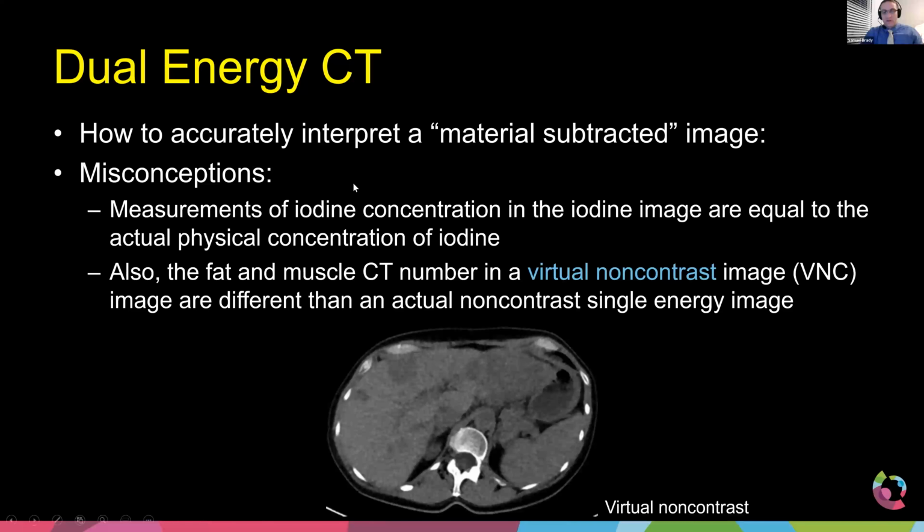Apparently you get rid of the contrast, so it's a virtual non-contrast image. But you're also taking some of the information away. So if you put an ROI on any one of the tissues and look at the CT number, the CT number is going to be inherently different than it would be if you acquired a true non-contrast single energy CT. Therefore, the fats and the muscles, the CT numbers themselves, are going to be subtly different in a virtual non-contrast image acquired with dual energy than they would with a single energy true non-contrast image.